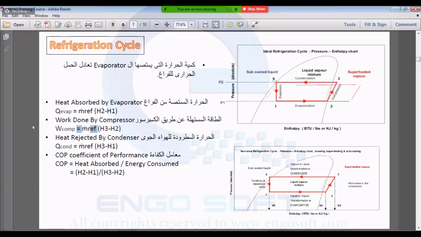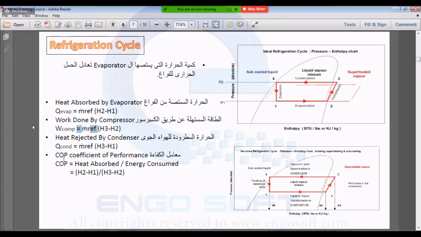So the importance of the expansion valve: if it were not for the expansion valve, the cycle would stop at point 4. It will not repeat itself. So we have to move from point 4 to point 1 through the expansion valve. Okay? So can you tell me what is the COP now?